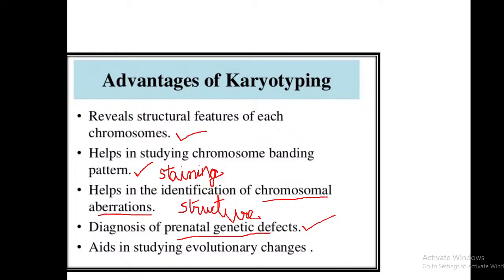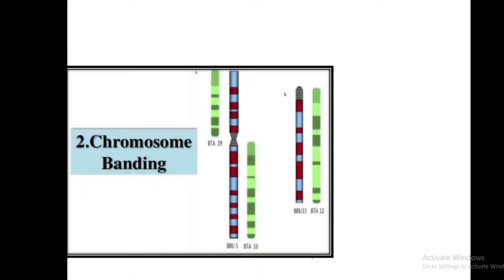1. It reveals the structural features of chromosomes. 2. It helps in studying the chromosome banding pattern. Actually, we'll discuss the banding pattern in a short while. After staining, the chromosome will have some patterns on it. That's known as banding pattern. 3. It helps in the identification of structural aberrations, that is, if any mutation has happened. 4. Diagnosis of prenatal genetic defects. 5. It helps in studying the evolutionary changes.